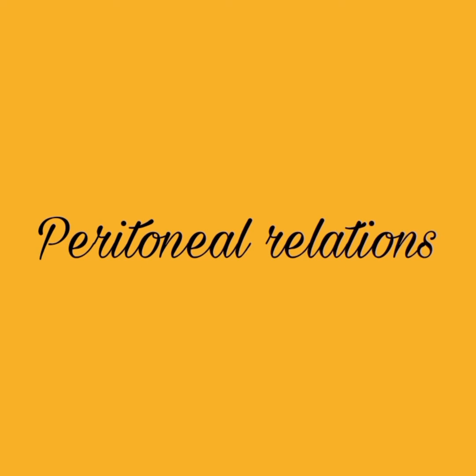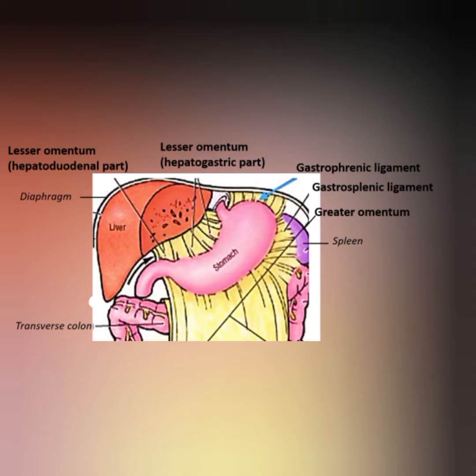Here is a pictorial representation. At the lesser curvature we have the lesser omentum, at the greater curvature we have the greater omentum. These are the major relations. Then we have ligaments from the fundus. At the level of the fundus, the peritoneal ligament arises which connects the stomach to the spleen. It is the gastrosplenic ligament. Then from the posterior surface there is the gastrophrenic ligament which connects it to the diaphragm. Then from the right margin arise the hepatogastric ligament and the gastroduodenal ligament, which connect it to the liver and the duodenum respectively.